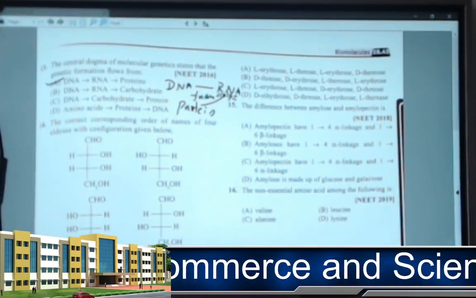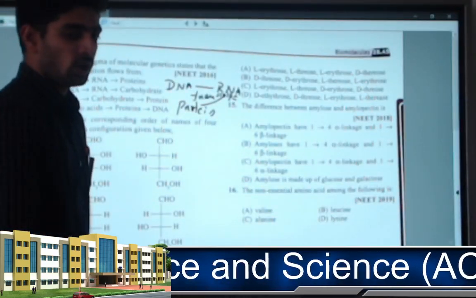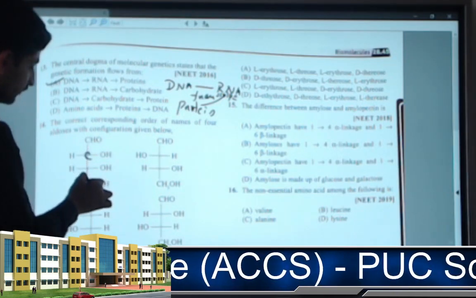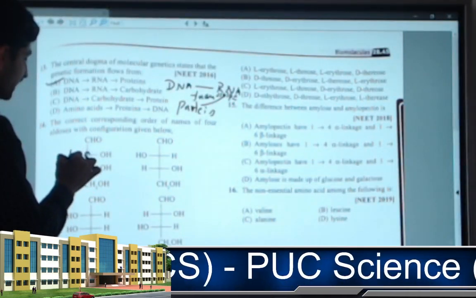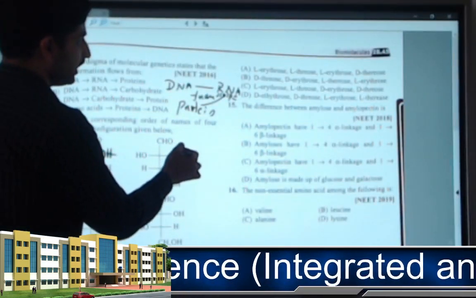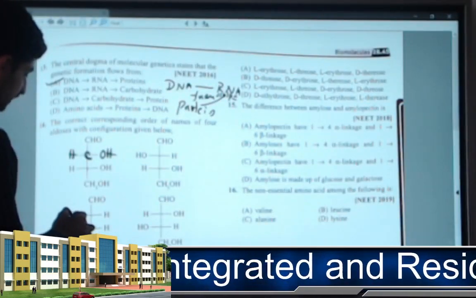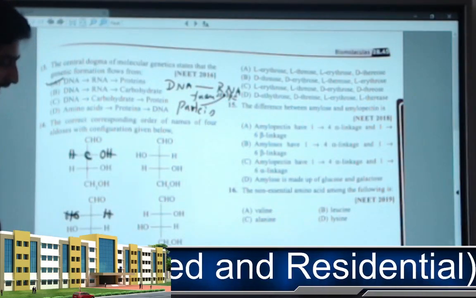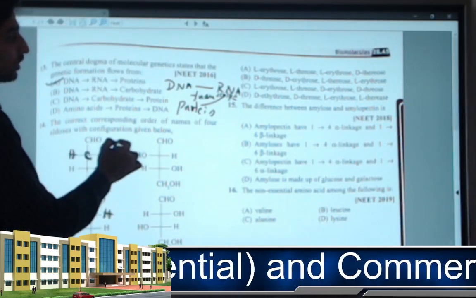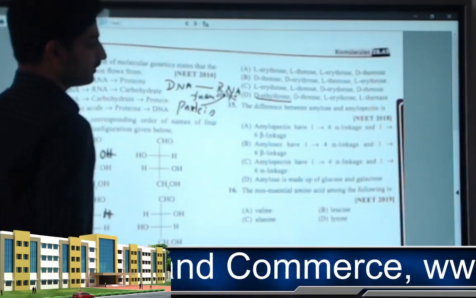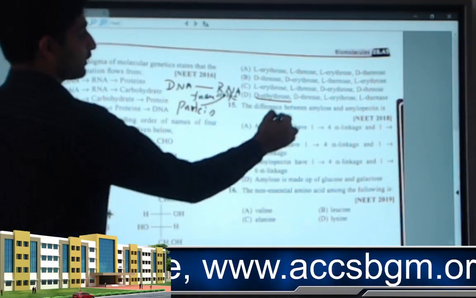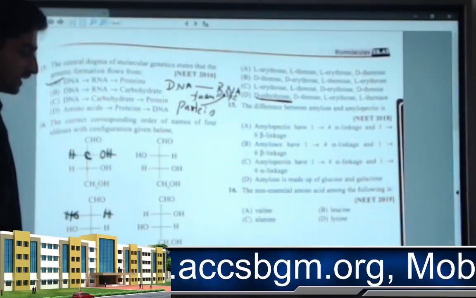So, how are we going to say the configuration is D or L? When the second carbon, this is second carbon, first, second, third, fourth. Second carbon, if it has got H-OH configuration, it is D. Opposite of this will be what? L configuration. Okay, so the first is D-erythrose. So it is D-erythrose, first one. We don't have a D-erythrose in any other options at first. So this is first D-erythrose.